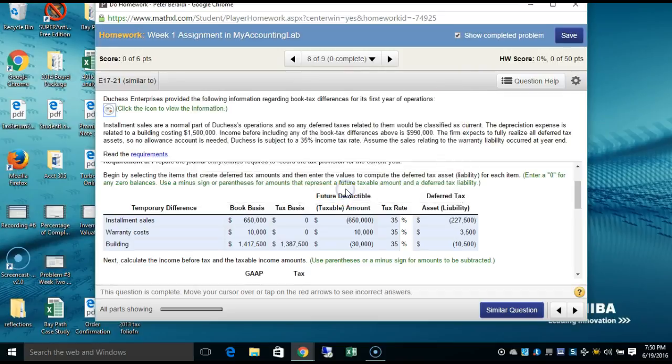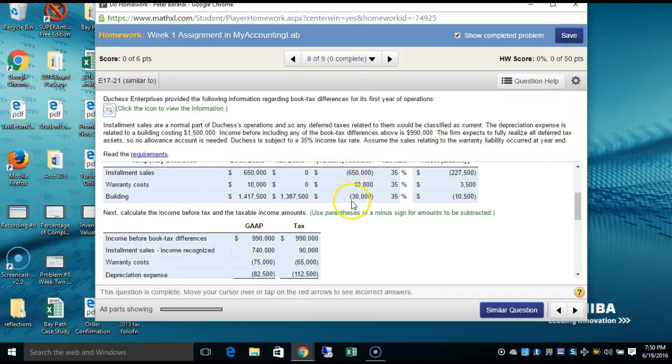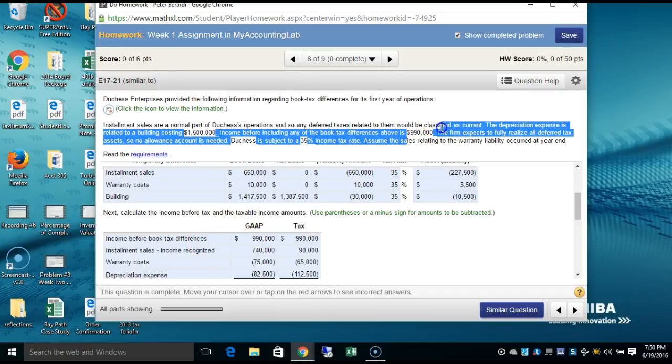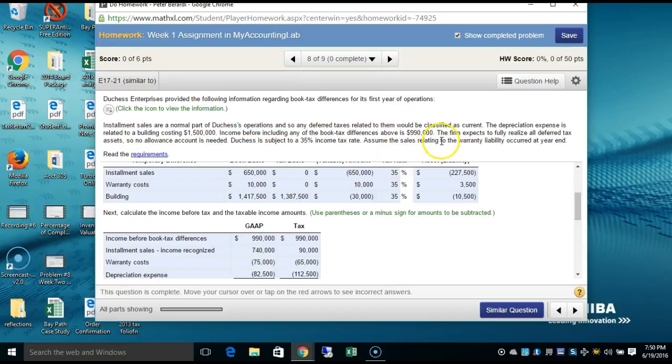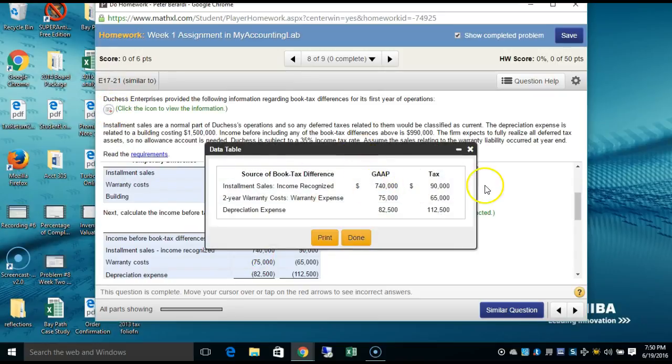Now to journalize this, it's simply take the income before book tax differences, which is given to you in the problem. That income is $990,000 in this problem. So where the book tax difference above is $990,000, you want to take your number, and that's your starting number. Now we begin to reconcile the difference between our GAAP books and our tax books. The installment sales income recognized is $740,000 GAAP, $90,000 tax, right from your data table.